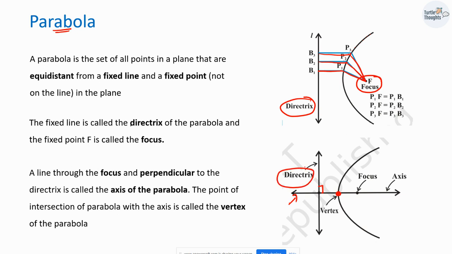Directrix is going to be a line, or I can say it is a fixed line, right? Focus is a fixed point. Parabola is the set of all the points in a plane that are equidistant from the directrix and the focus. Similarly, you have to know about the vertex, the focus, and the axis. The axis is a line which passes through the focus and is perpendicular to the directrix, and the vertex is the point where the parabola intersects with the axis.